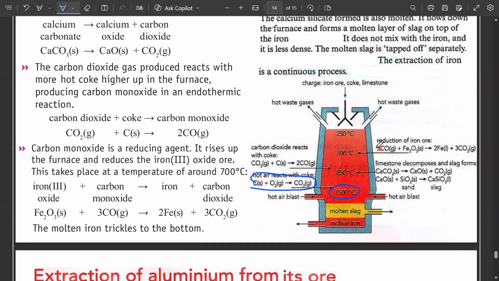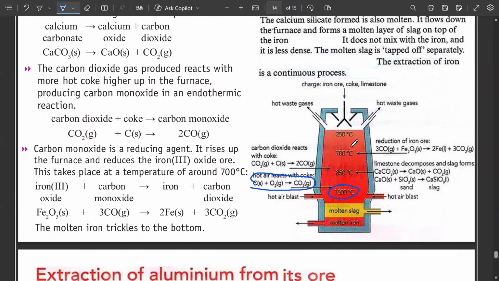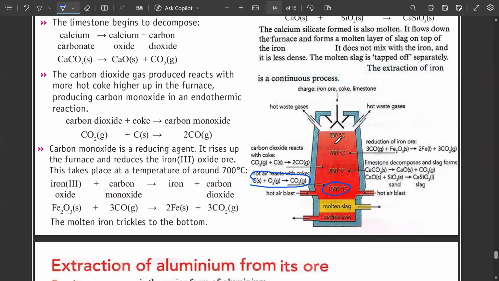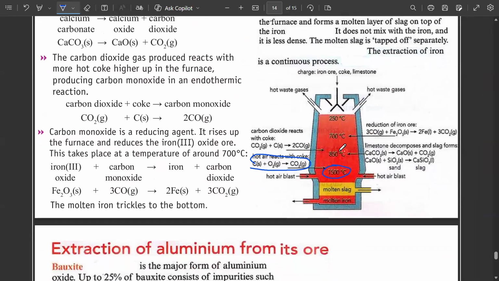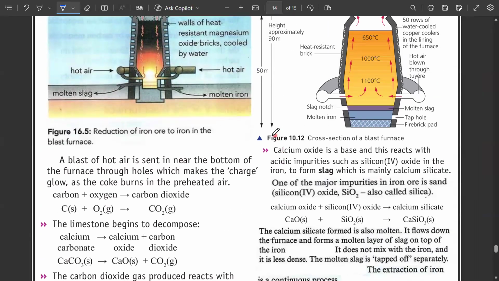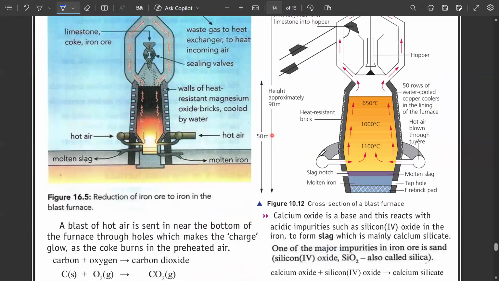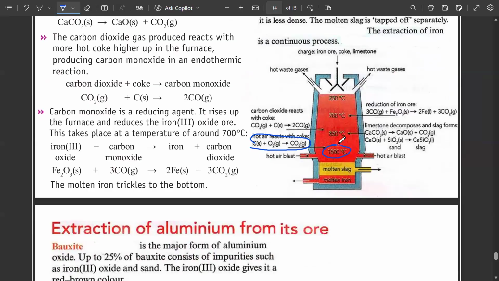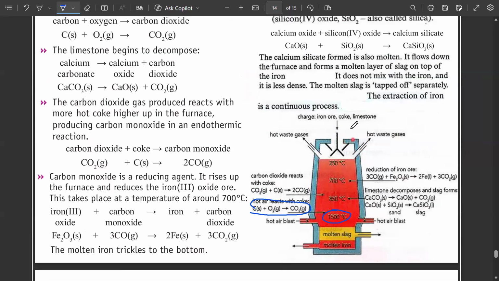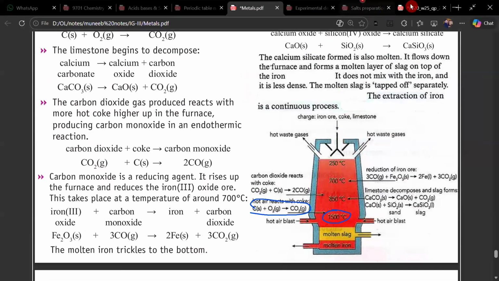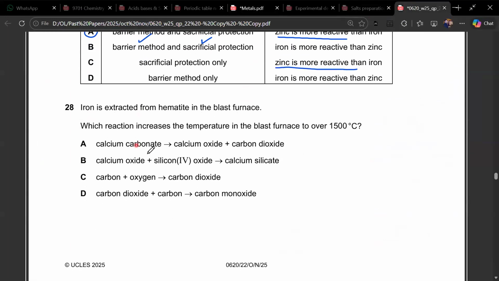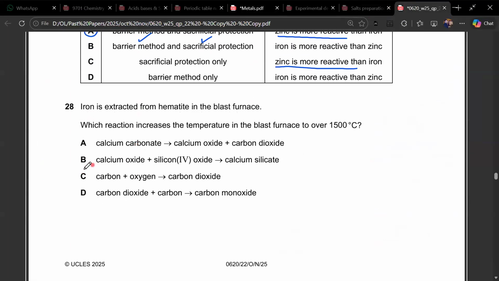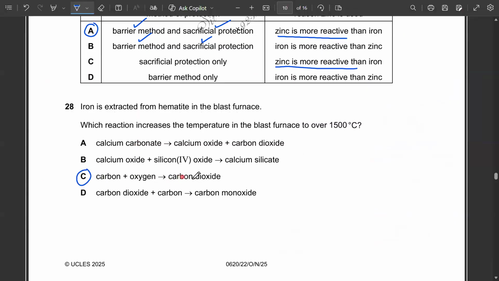So that's why I included all the literature in my notes, so that nothing should be skipped. No point should be left behind. That's why I made very comprehensive notes of all the chapters, which you have to learn very carefully. Learn them by practicing. So coming back to here, the reaction that produces 1500 degrees centigrade is carbon reacting with the oxygen to make carbon dioxide. It should not be carbon monoxide.